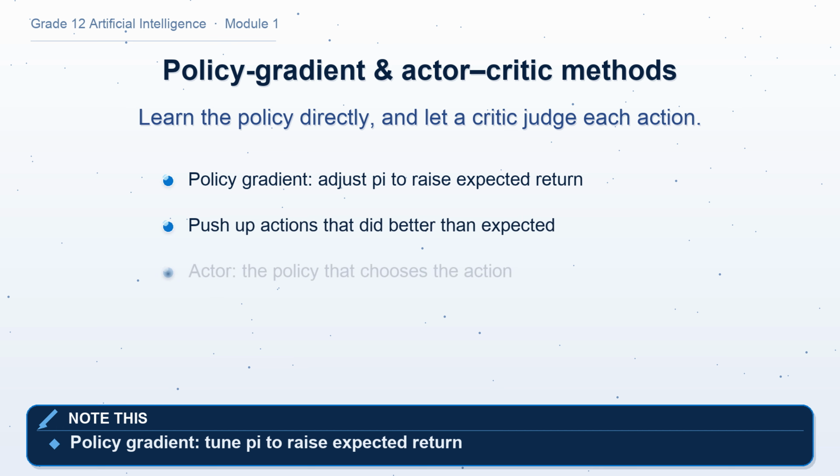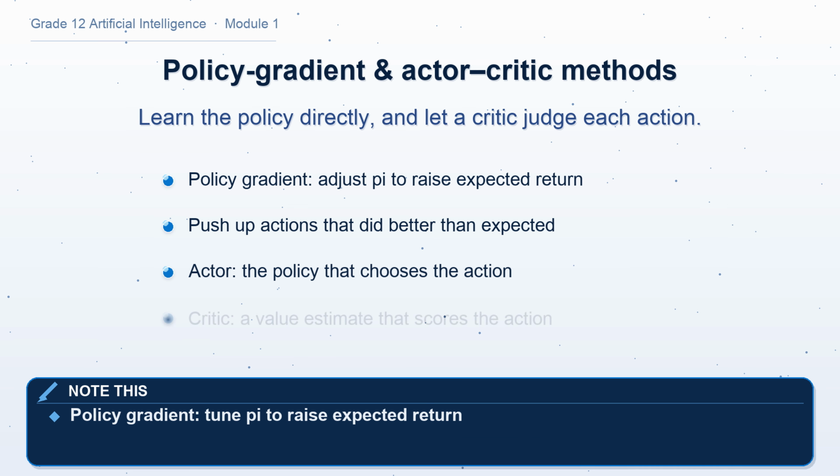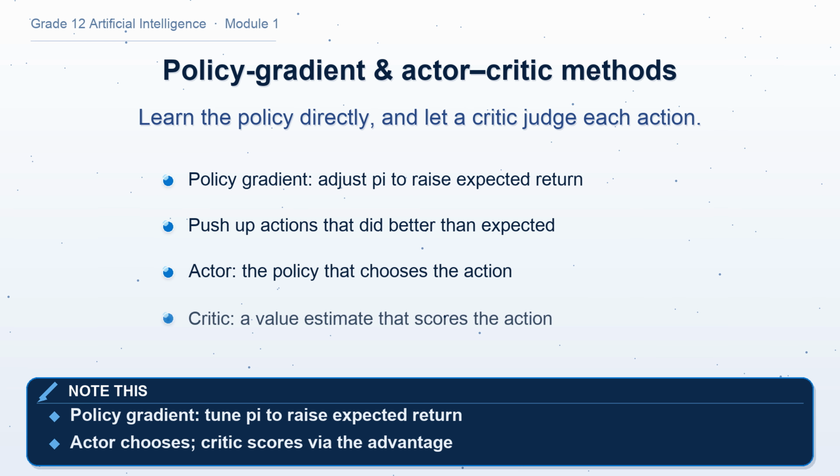The actor-critic method splits this work in two. The actor is the policy that chooses the action. The critic is a value estimate that scores how good the action was. The critic computes the advantage, how much better an action was than the average for that state, and the actor uses that signal to learn. Actor and critic improve together, each making the other sharper.